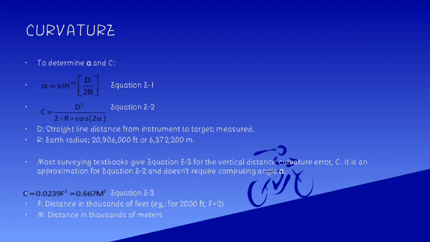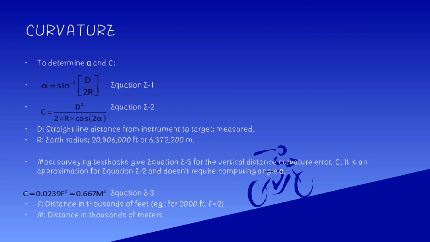So D is a straight line distance from the instrument to target, which is a measured distance between the instrument and the target, while R is the earth radius, which is 20,906,000 feet, or 6,372,200 meters.